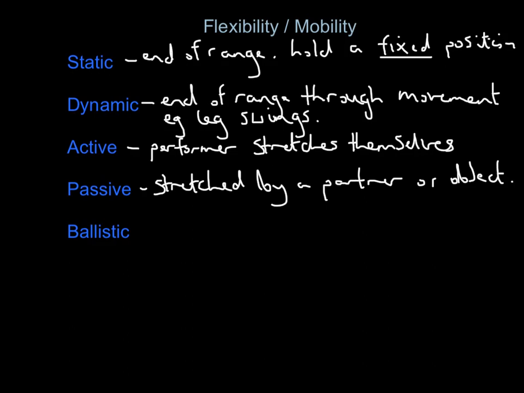Passive stretch is the opposite to that. You're stretched by a partner or by an object. You might get a skipping rope, throw it around the top of your foot, lay on your back and use the skipping rope to pull your leg into a stretch. So you are using an object or using a performer to pull your body into a set position. But again, always taking it to end of range.